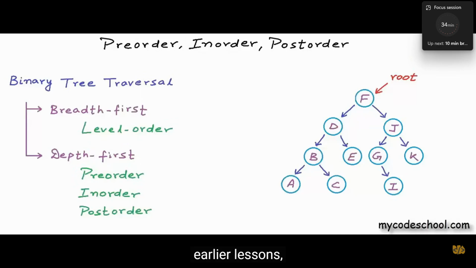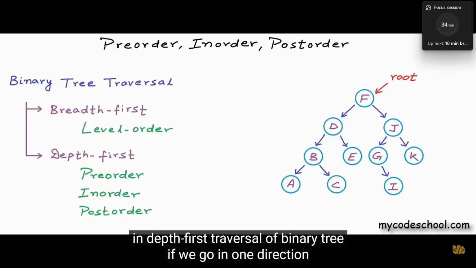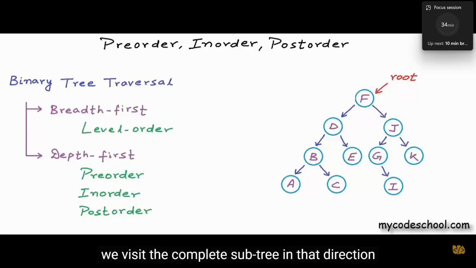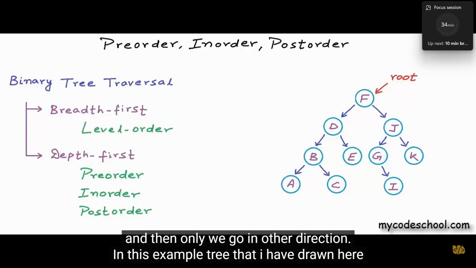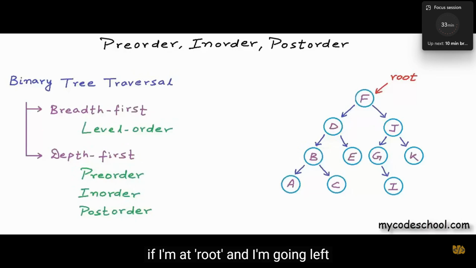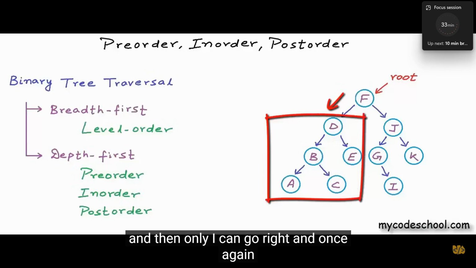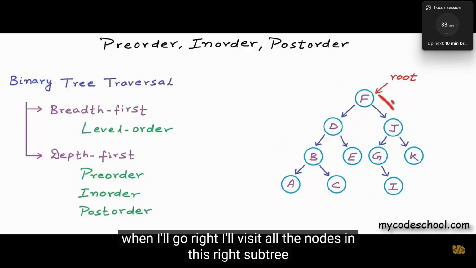Now as we had discussed in earlier lessons, in depth first traversal of binary tree, if we go in one direction, then we visit all the nodes in that direction. Or in other words, we visit the complete subtree in that direction, and then only we go in other direction. In this example tree that I've drawn here, if I'm at root and I'm going left, then I'll visit all the nodes in this left subtree, and then only I can go right. And once again, when I'll go right, I'll visit all the nodes in this right subtree.